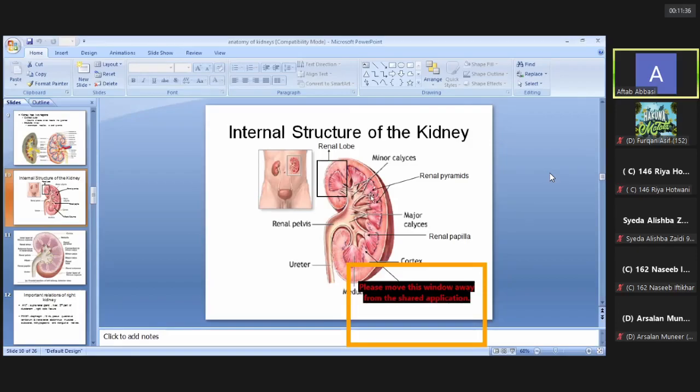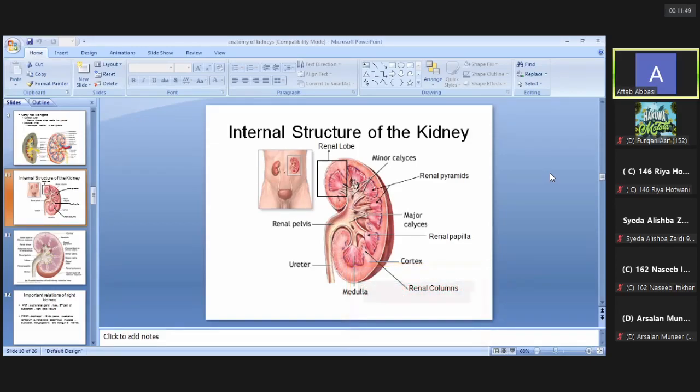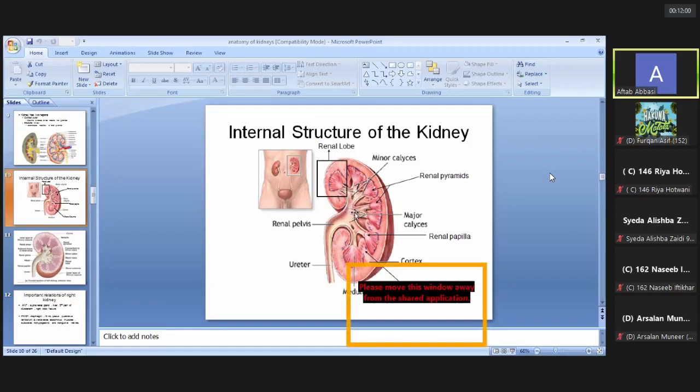Each renal pyramid has a base and an apex. The base is towards the cortical region, and the apex faces towards the hilum and opens into the minor calyces. So the apex of the renal pyramids projects into the minor calyces. 2 to 3 minor calyces unite to form the major calyces. 3 to 4 or 4 to 5 major calyces open into the dilated part of the ureter known as the renal pelvis, which continues into the ureter.